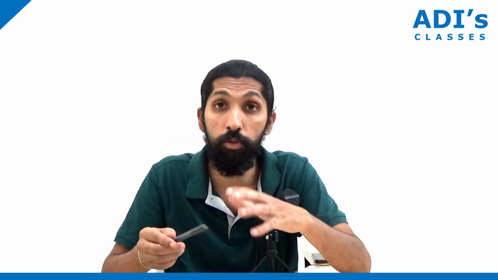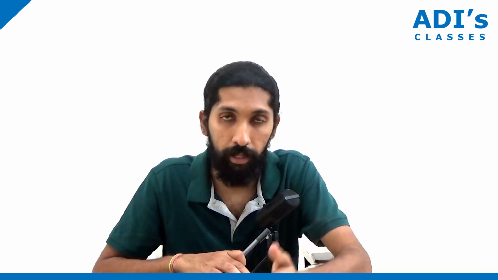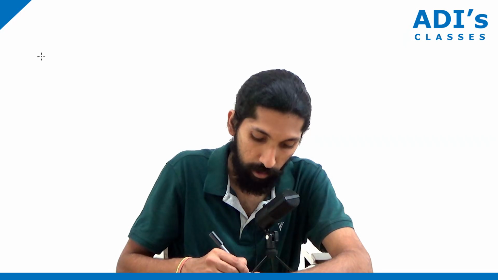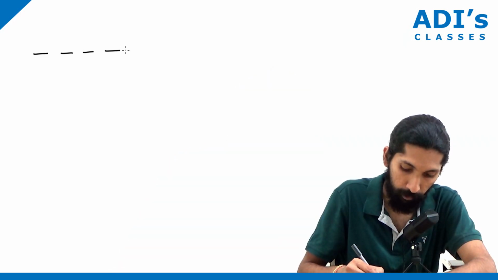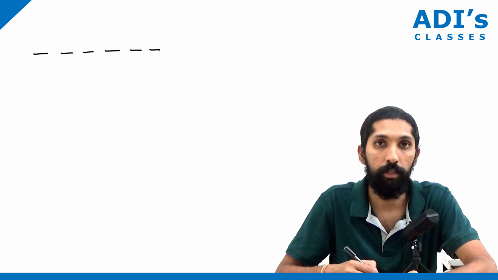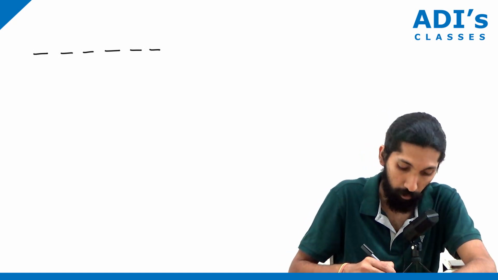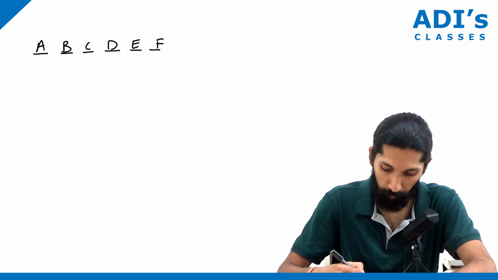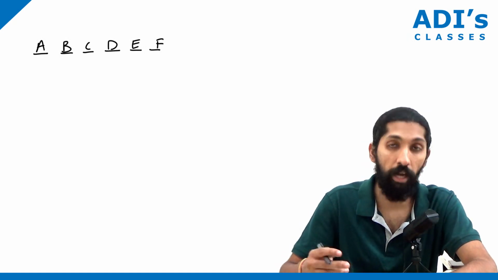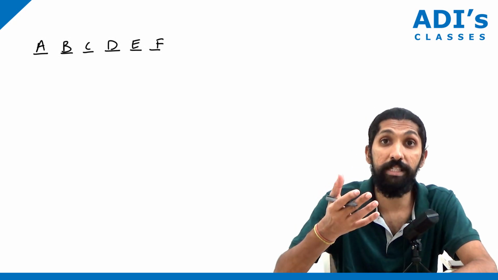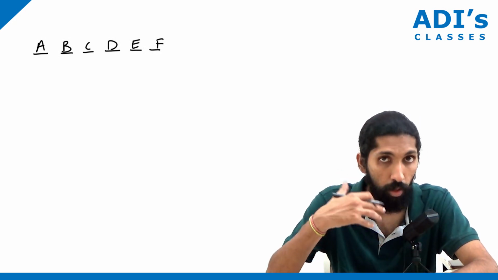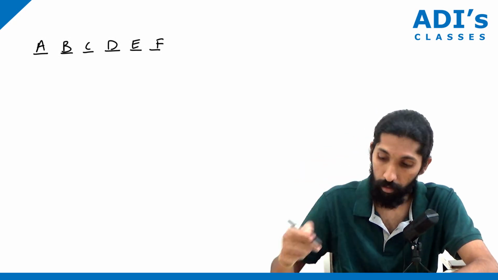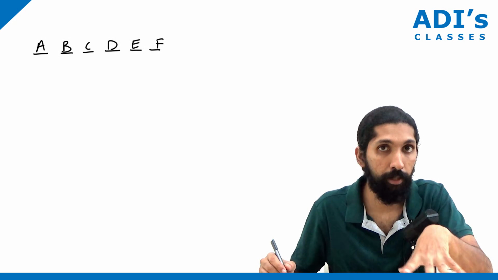Now that you know it's used in a lot of cases, let's understand the basic mathematical theory behind it. To understand the theory, it's very simple. Assume that there are 6 people, let's call them A, B, C, D, E, F. Out of these 6 people, I have to choose or select 3 people to make a committee of 3.